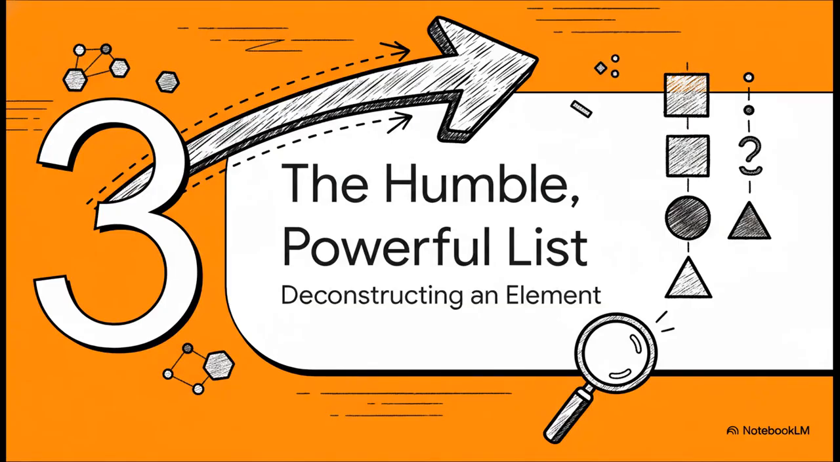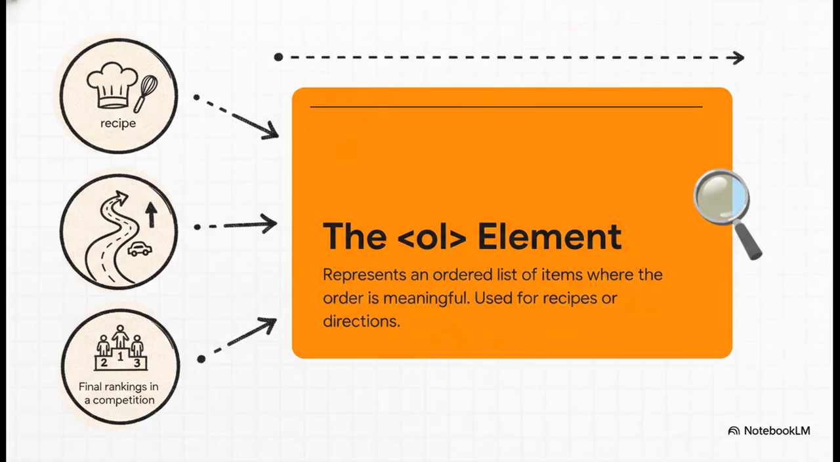Okay, let's really see how this works in practice. We're going to zoom in on just a single, super common element, the ordered list. It seems so simple, right? But it is packed with structural meaning. So the OL element, this is what you use when you have an ordered list of items.